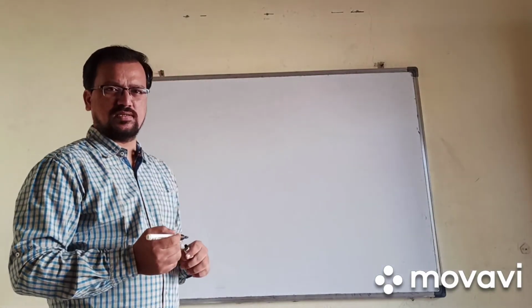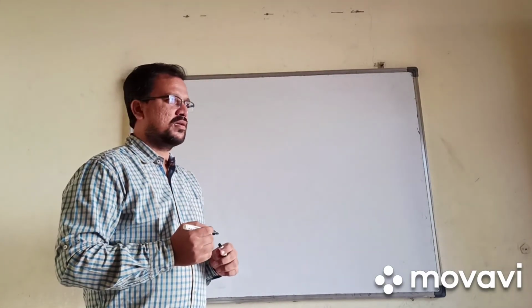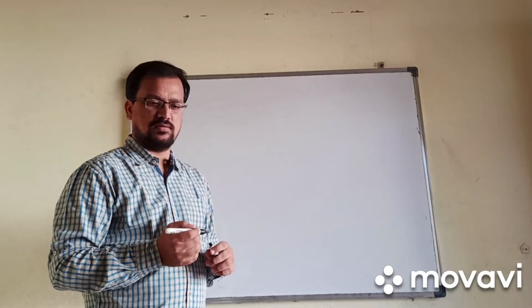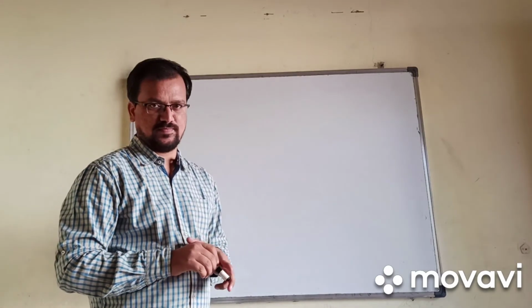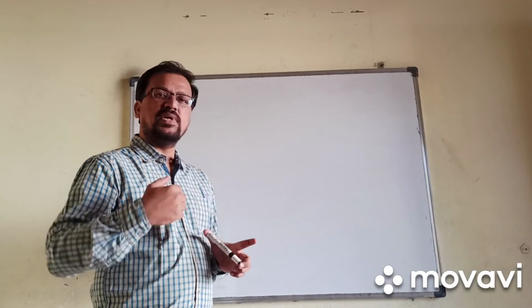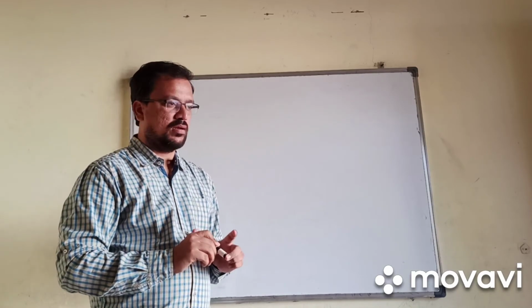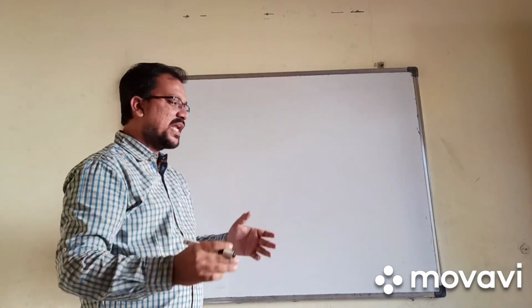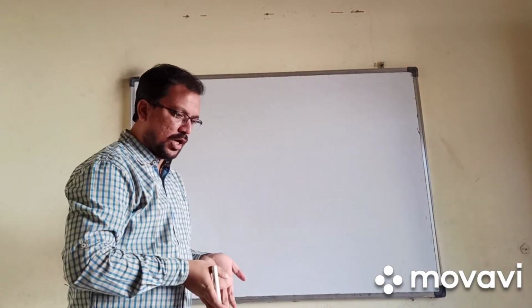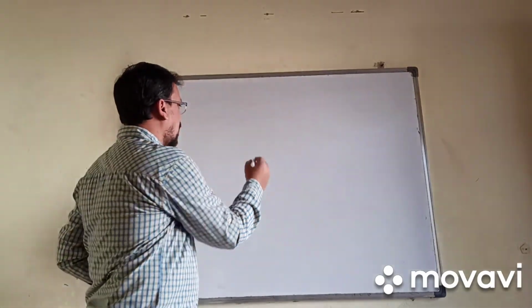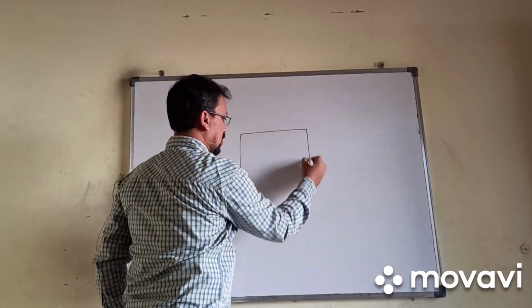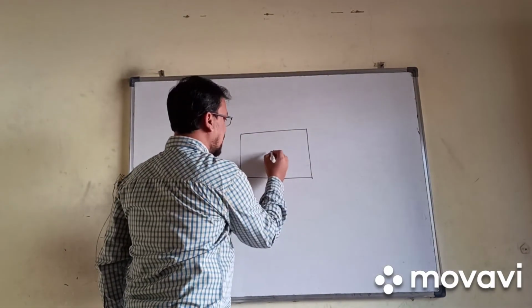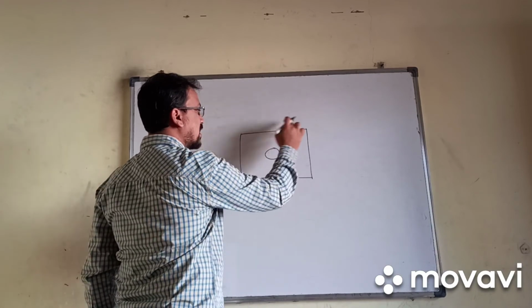Today we will discuss an interesting topic which is related to areas. Let me ask a question to you. There is a statue. Around the statue, some place is occupied by a square lawn. Here is a statue. A square lawn is there.